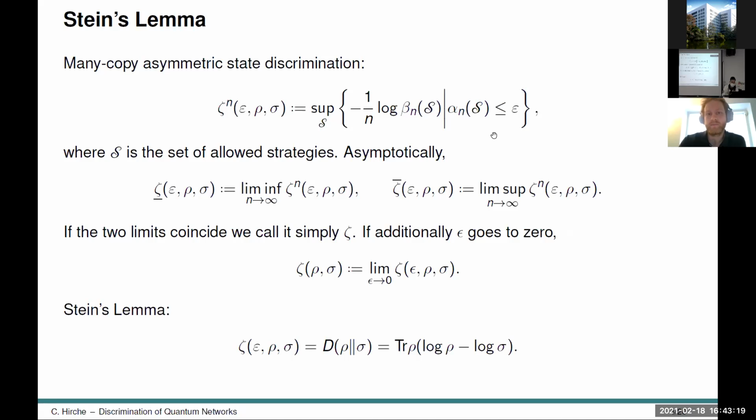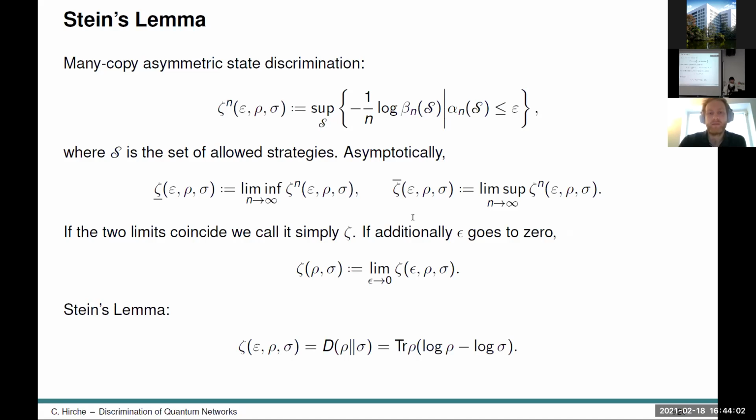smaller than some constant. And I will often now, different to the past slides, put this index n on the error terms to indicate that we have n copies of the channel, of the state, or of the object we discriminate. And the supremum over S is a supremum over all possible strategies. So we want to find the largest possible error exponent for a certain setting. And of course, in the state discrimination case, the supremum over S is essentially just a supremum over all joint measurements.